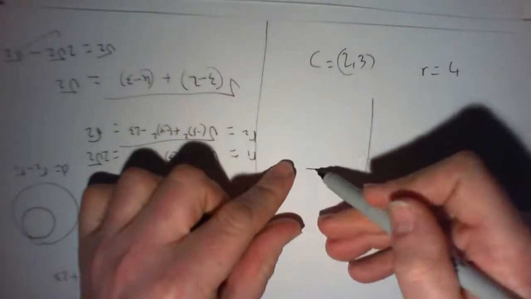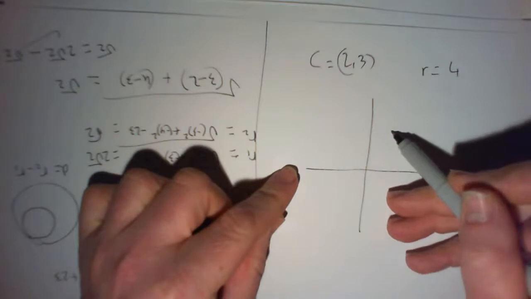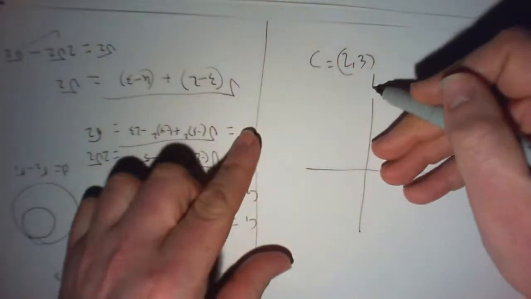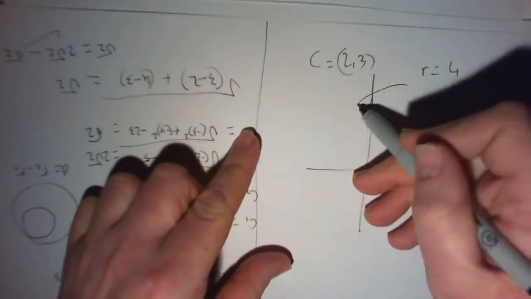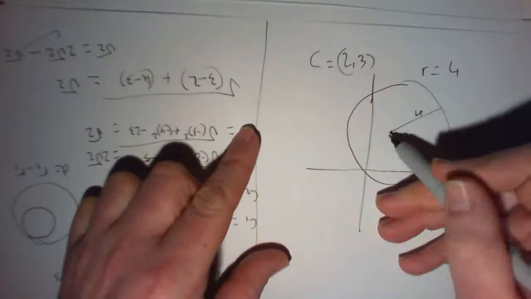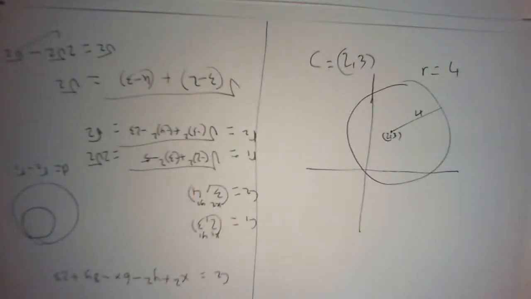Okay, there's an XY axis. Let's say (2, 3). There's the center, so it's going to be something around about there. Okay, radius of 4, and (2, 3). So it's something like that.